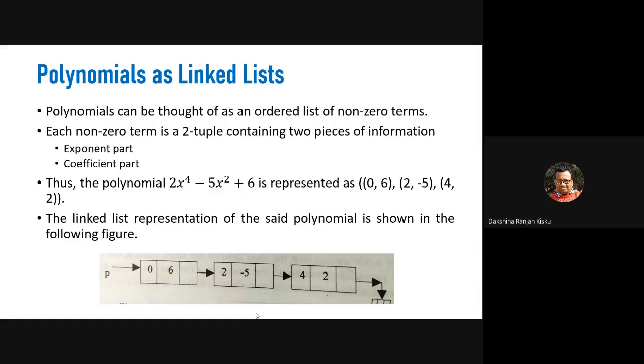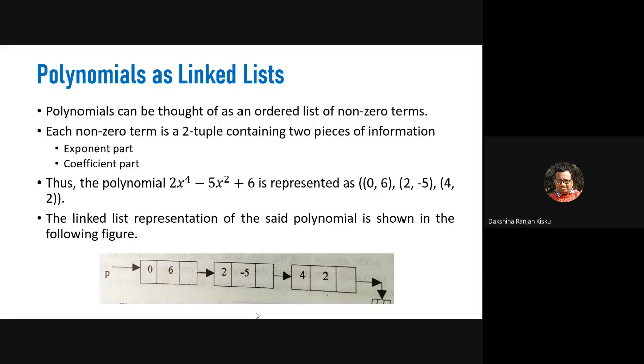So in this polynomial, we can see there are three terms, and when we represent these terms, we will start from the lowest exponent part. So here we will write the non-zero terms in increasing order of exponent. Increasing order of exponent means, if we consider this polynomial, we will write the last term first.